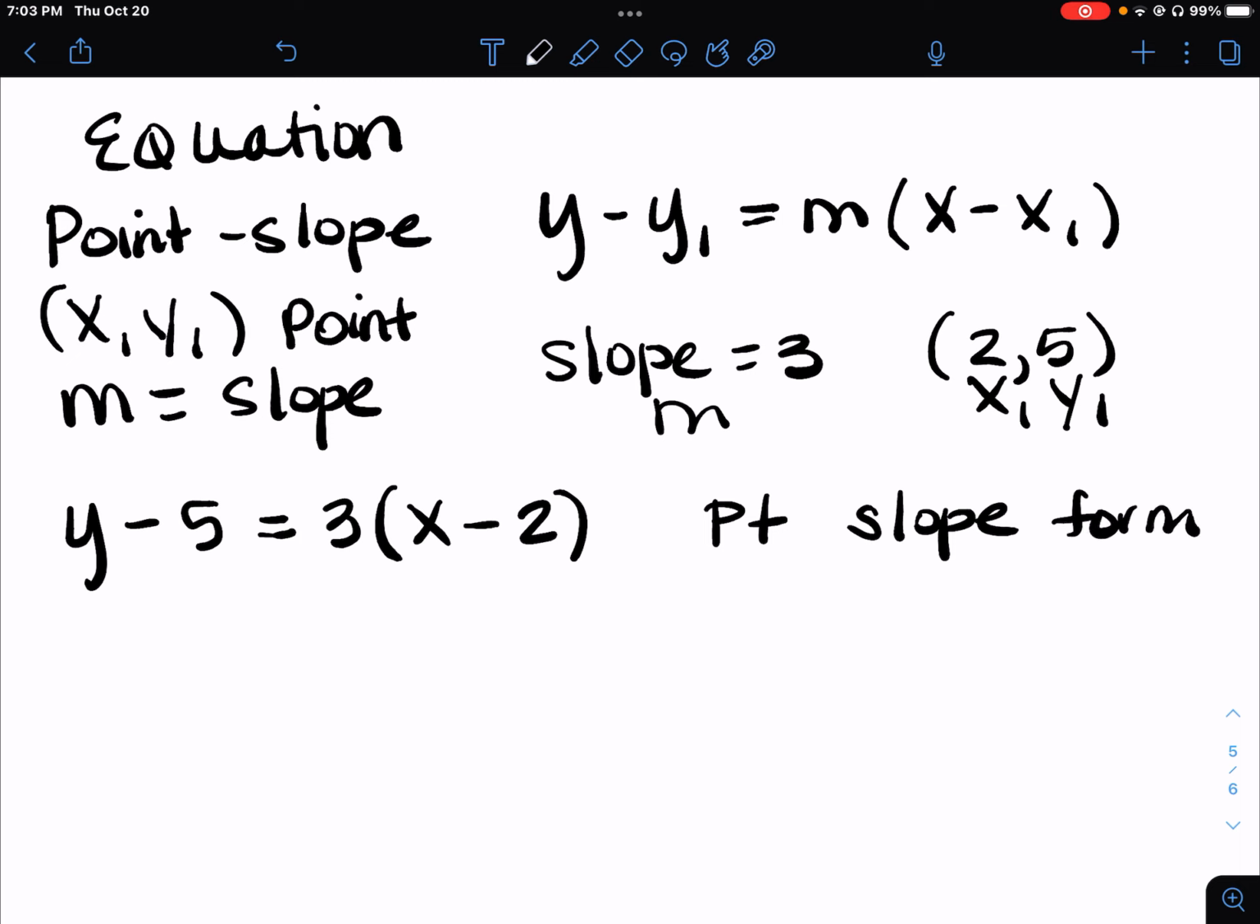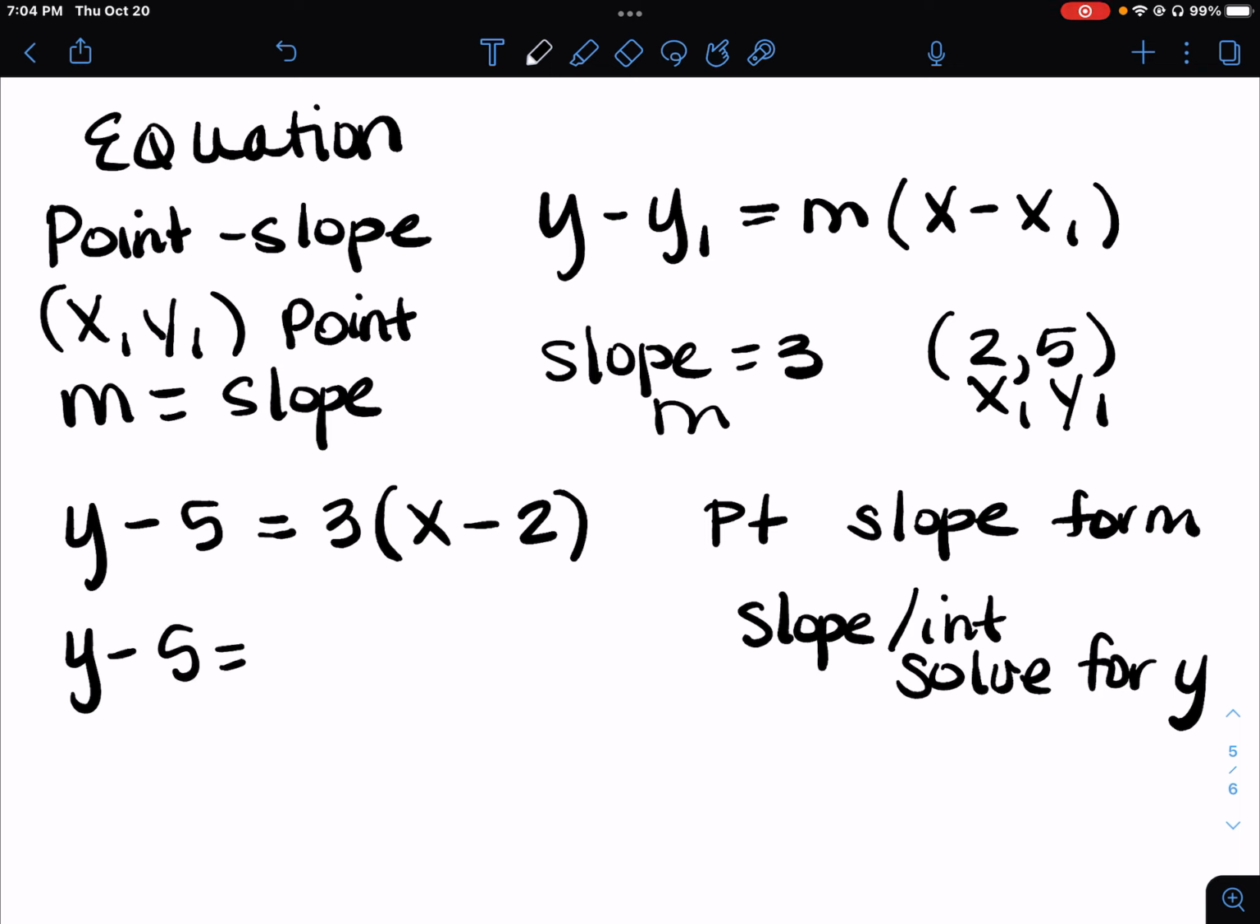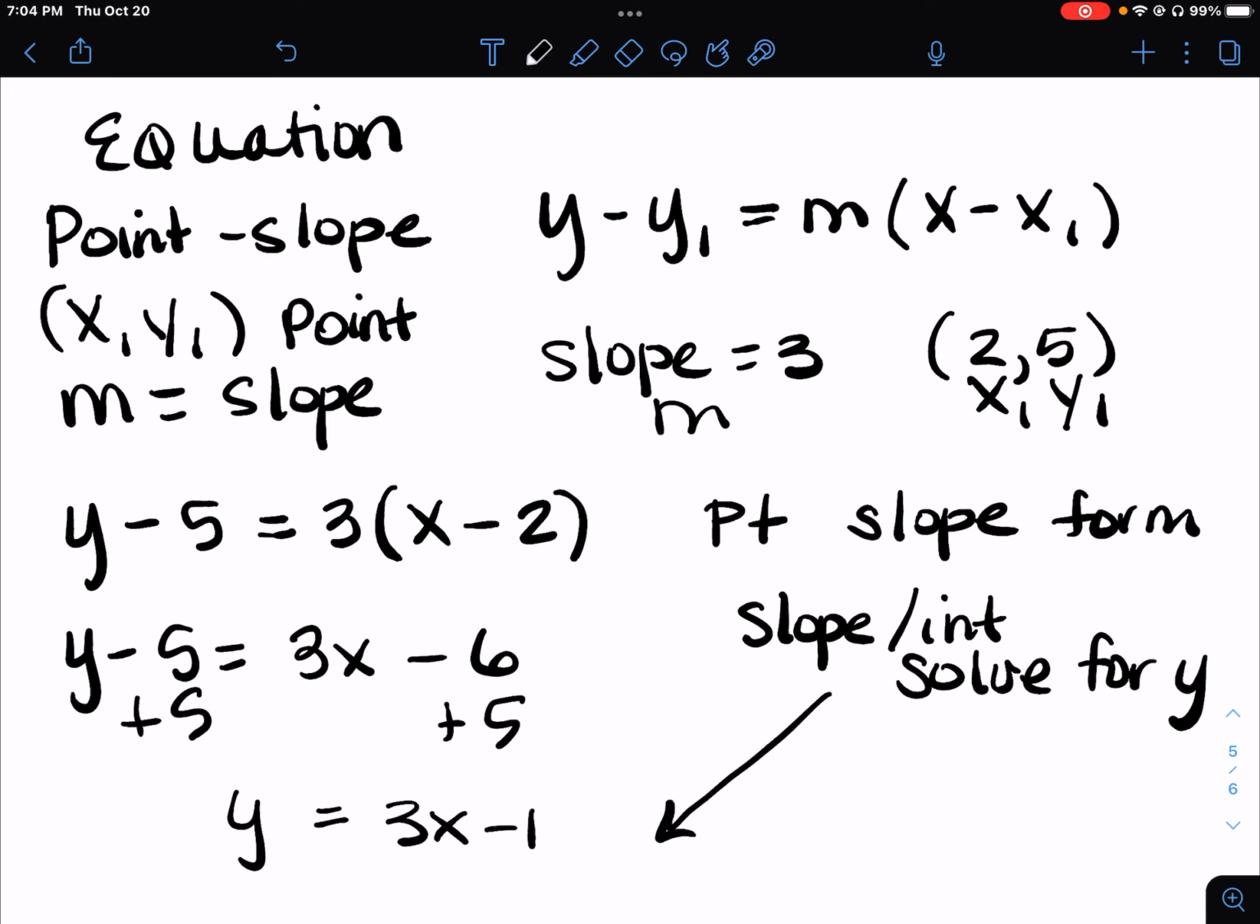Now the second part that MyMathLab will ask you is the slope-intercept form. To get slope-intercept, you solve for y, which means get y by itself. So first we distribute, 3 times x, 3 times 2, and then we add 5. So 3x minus 1 is called the slope-intercept form. The first thing is the point slope.